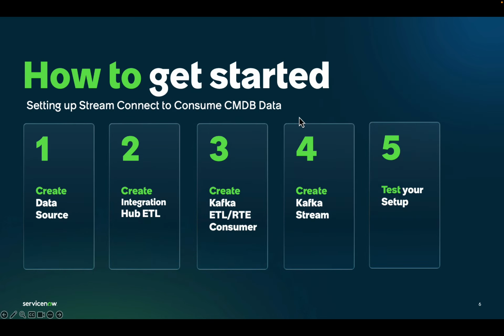Alright, so this is how we will get started. We will create a data source. We will create the integration ETL job. Once we are done with these 2 steps, we will test it out quickly just to make sure we are doing so far so good. And then we'll jump on to the third step, which is to create the RTE consumer or the ETL consumer, whatever you want to call it. And then we'll create the Kafka stream, which is going to connect the topic to the consumer. And then finally, we'll test everything out by publishing the data into the topic, and then we'll see how it's reflected in the CMDB tables.